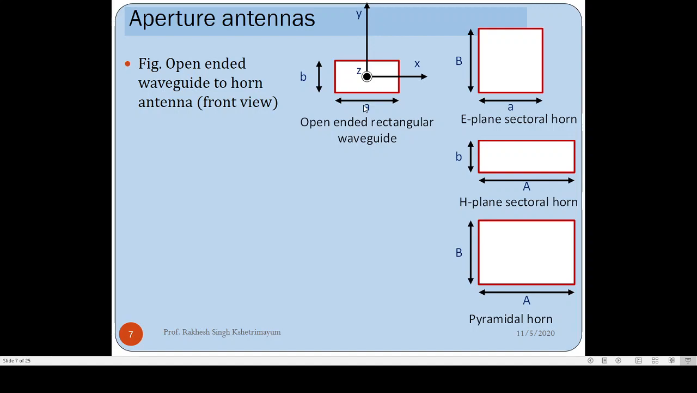Now, how do I make a horn antenna from an open-ended waveguide? That's the basic question we are going to study now. How do I make a horn antenna from the open-ended waveguide? There are three possibilities.